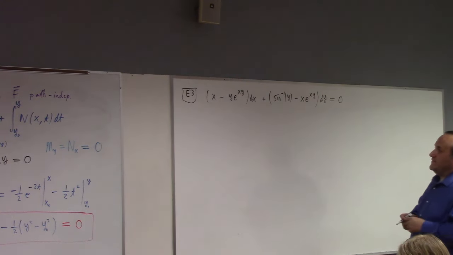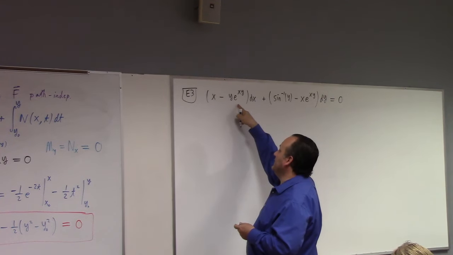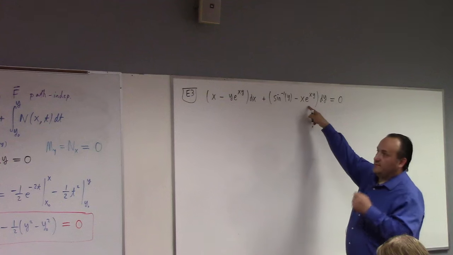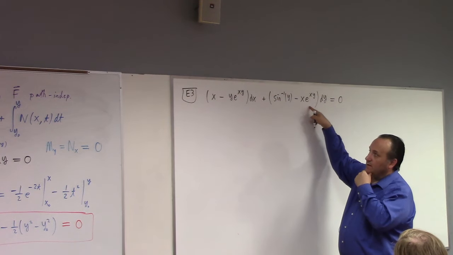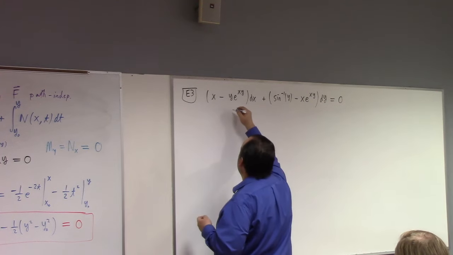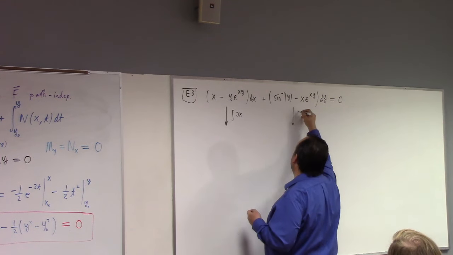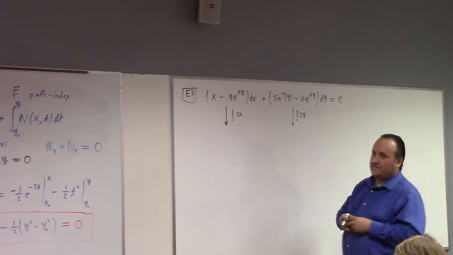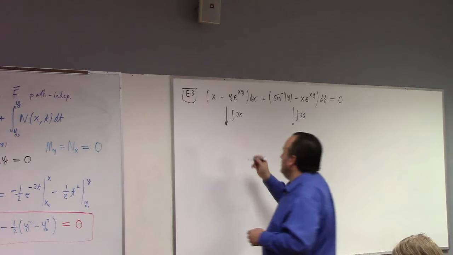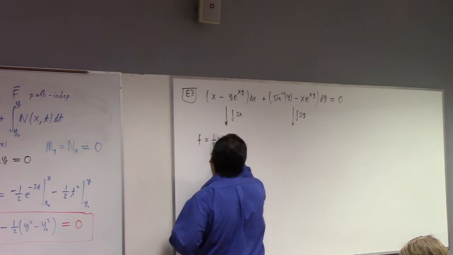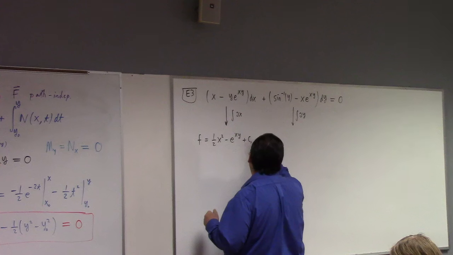Anyway, this is closed. If you calculate the y derivative of this, you get minus xy e to the xy. If you calculate the x derivative of all this, you get minus y minus xy e to the xy. So this is closed, all right? So what I usually try to do is integrate with respect to partial x, and don't tell the other math professors I wrote this, integrate with respect to partial y. Like integrate x holding y fixed, integrate y holding x fixed. And so this suggests that f is 1/2 x squared minus e to the xy, plus some constant, which is possibly depending on y.